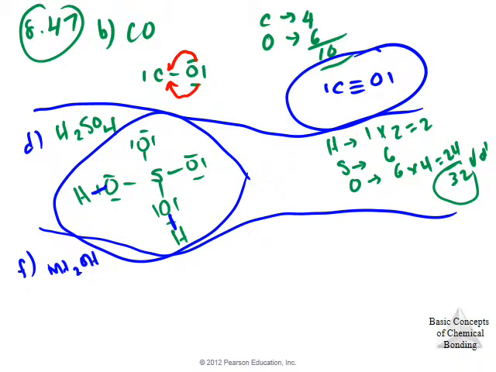NH2OH. Now valence electrons: nitrogen has 5. You can look at the periodic table, second line, count electrons until you get nitrogen, that's 5. Each hydrogen has 1, and we have 3 hydrogens in this molecule, that's 3. Oxygen has 6. Altogether we must have 14 valence electrons.